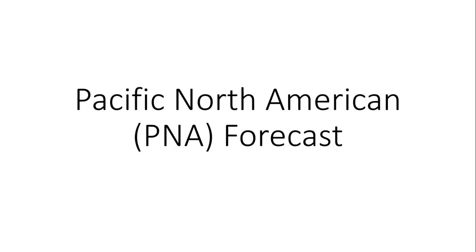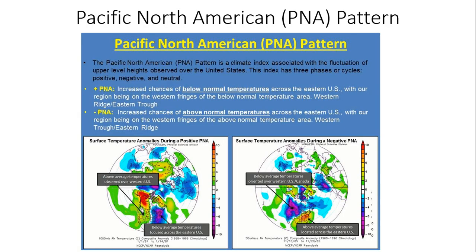Let's look at the Pacific North American forecast, PNA. All right, just a reminder of the differences between a positive PNA versus a negative PNA. The positive PNA graphic is in the lower left, and the negative PNA is in the lower right. So we've got a positive PNA on the left and a negative PNA on the right.